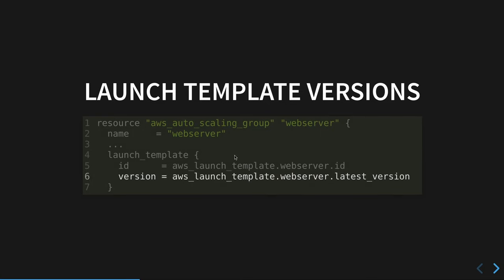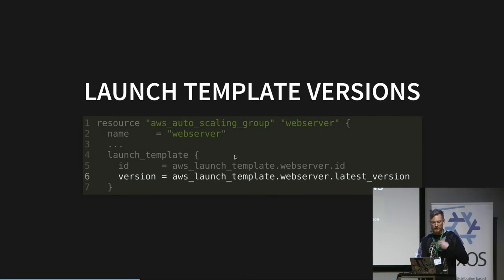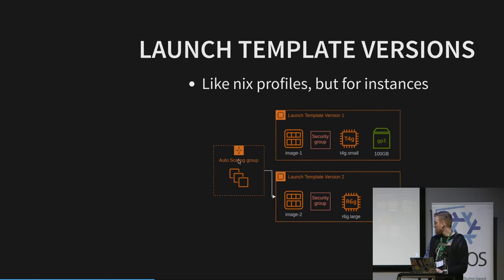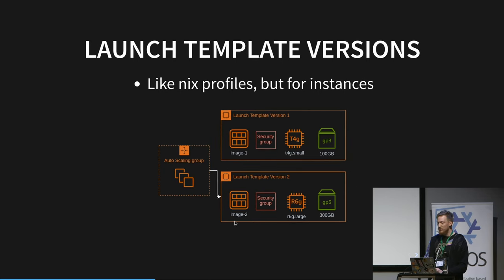And the nice thing about launch templates is that they're immutable. So if you update one, you get an immutable launch template version. And your autoscaling group will always point to a specific version. You can think of it as like Nix profiles, but for your entire instance. So for example, our autoscaling group is now pointing to version 1 with image 1. And then we can update it and point it to image 2, and then it will start rolling out.